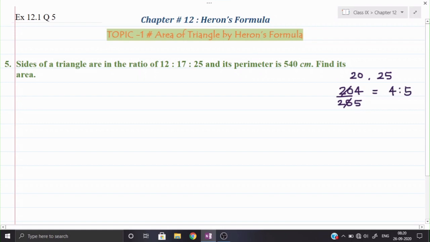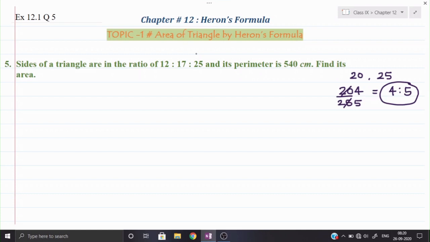4:5. Our actual numbers are different over here. The actual numbers are 20 and 25, and we got the ratio as 4:5. So whatever ratio we obtained, 4:5, the same kind of thing is given here also, 12:17:25. Now with the help of the ratio 4:5, if I want to reach the numbers 20 and 25, I want to find the actual numbers. Similarly in the triangle I want to find the actual sides.